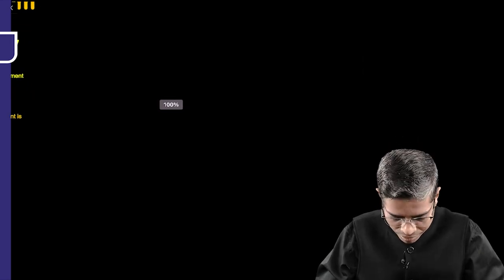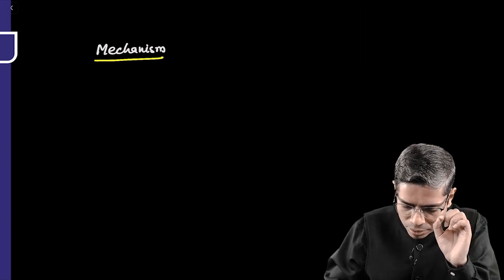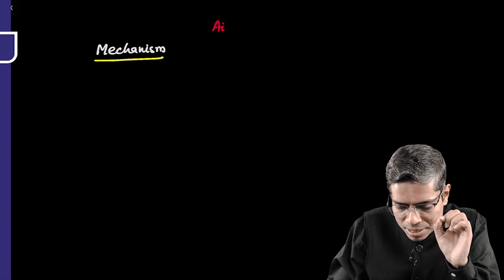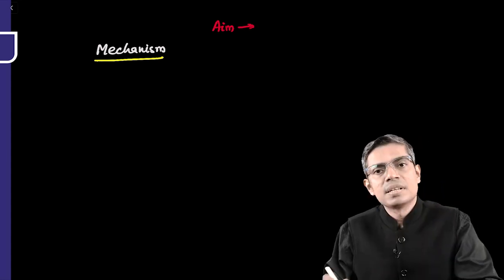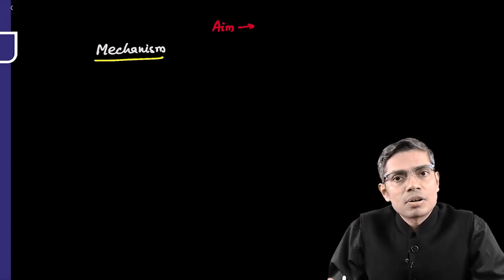Okay, so first of all, the general understanding. The mechanism of countercurrent system. First, you try to understand like this. What is the aim of this mechanism? Why is the countercurrent system there in your kidney? What is the aim? What is the target? So the main aim of this countercurrent mechanism is to develop and maintain a hypertonic medulla.